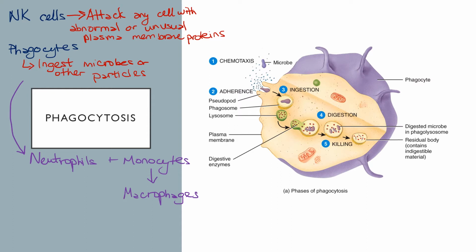Now on this picture on the right, we have the phases of phagocytosis. So this is a phagocyte, either a neutrophil or a mature macrophage. Monocytes are the immature cell type, and monocytes are actually not capable of phagocytosis. It's only when they differentiate or develop further into macrophages that they're able to conduct phagocytosis.